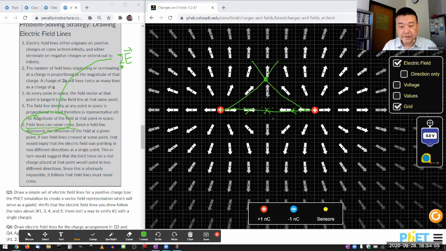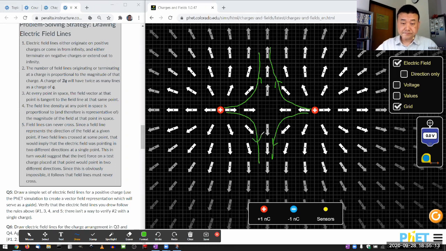So in a challenging setup like this, you should still draw your electric field lines so that they don't cross. They go maybe like this. That's one of the ways to draw electric fields near interesting points like that. So that's kind of how you draw electric field lines.